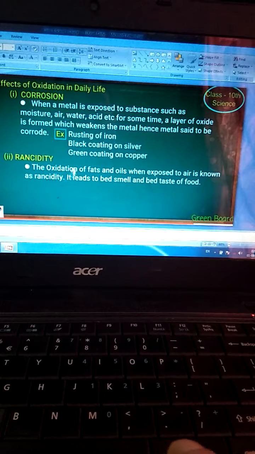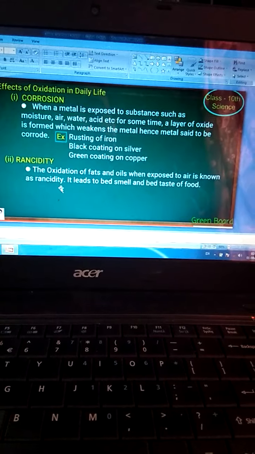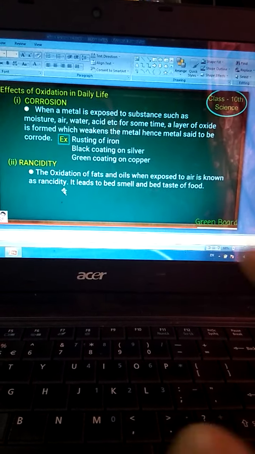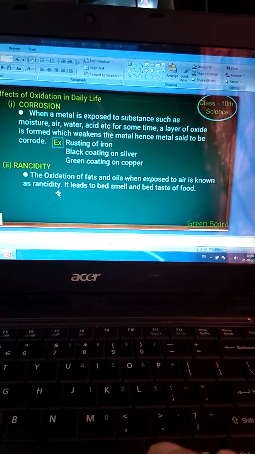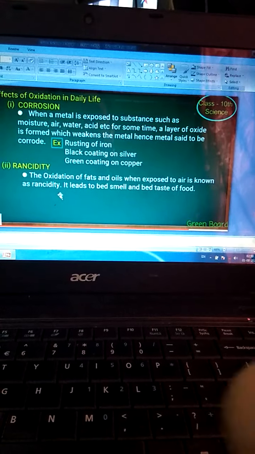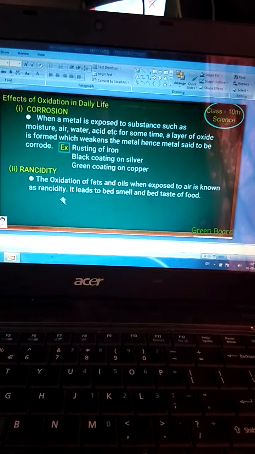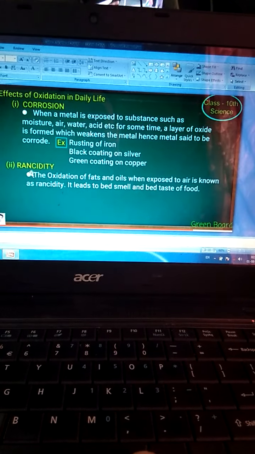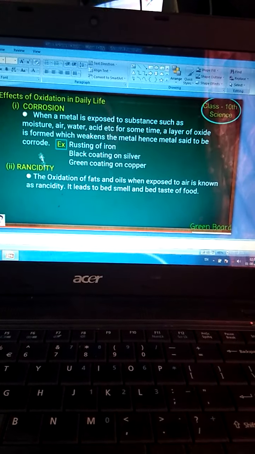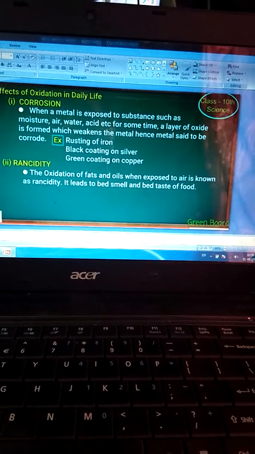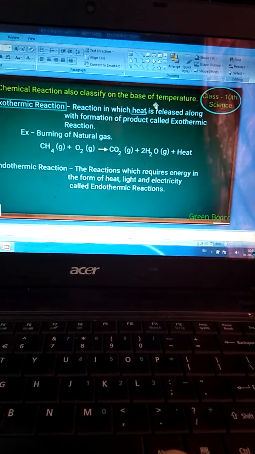And we can find chips packets in the market. Some air is filled inside, that air is nitrogen gas. Why is it filled? To prevent this rancidity, so that the nitrogen gas prevents oxygen gas from directly coming in contact with the chips. So we use this technique to preserve it. So nitrogen gas is used in the chips packet to prevent this rancidity. It spoils our food.